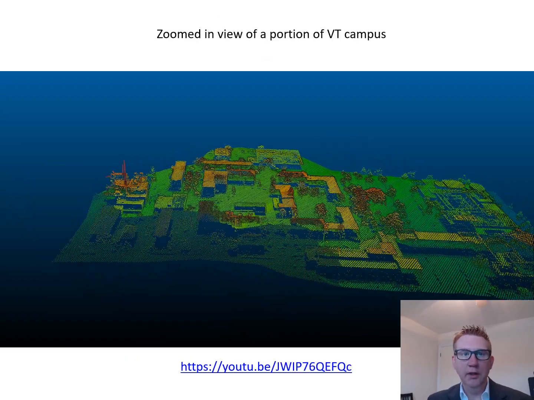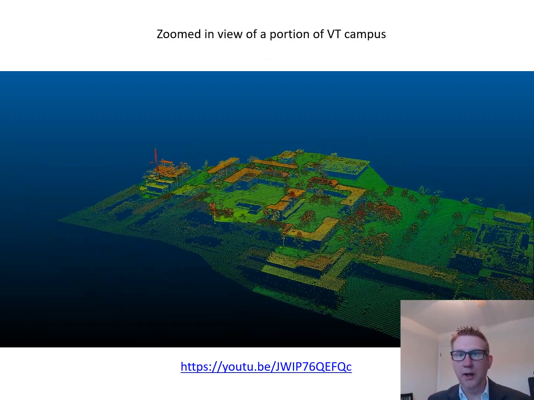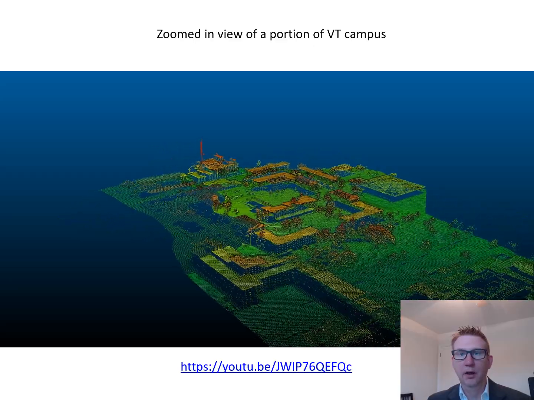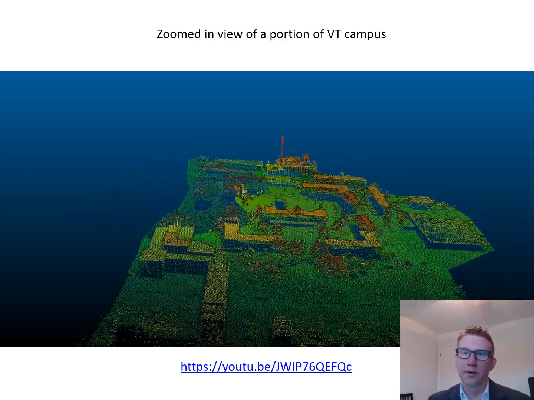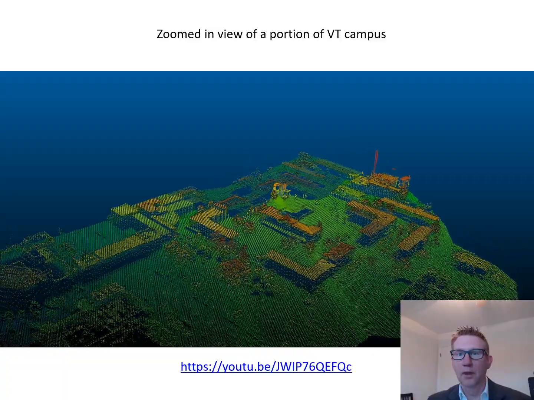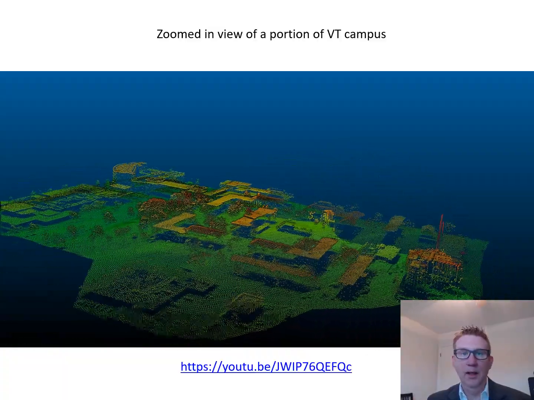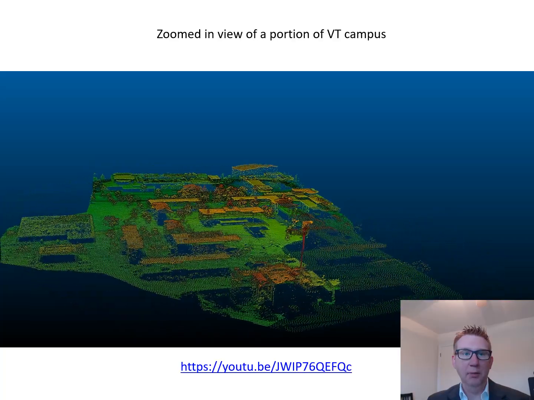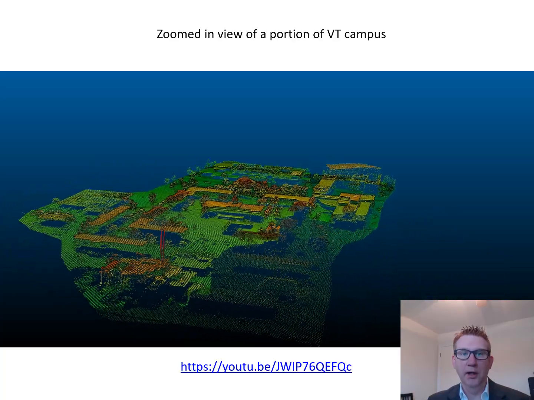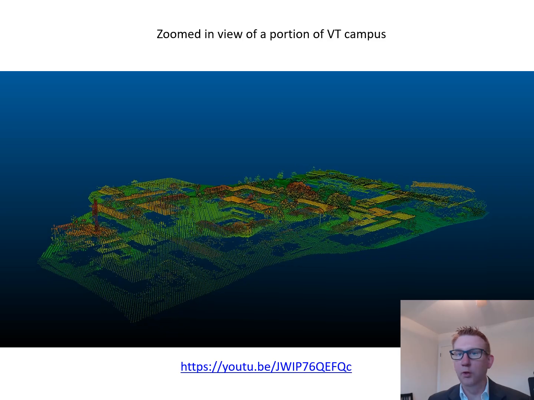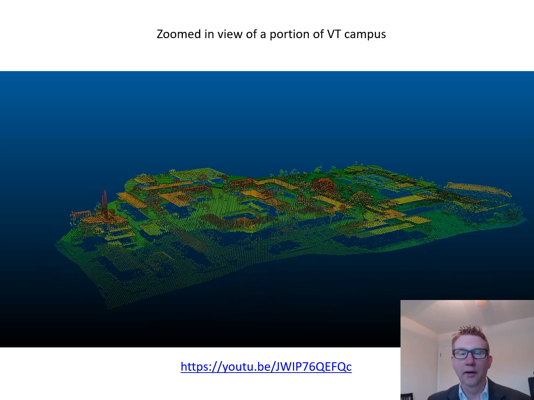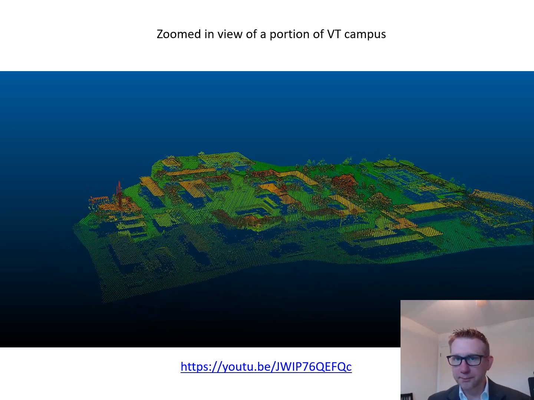Zooming in on this a little bit, this is a small extract of that. This is an area northeast of the drill field. You can spot the power plant there, and you can probably spot a couple of other things here. This is kind of the area where some of the cadets practice. This is where the old geography building at Major Williams was.